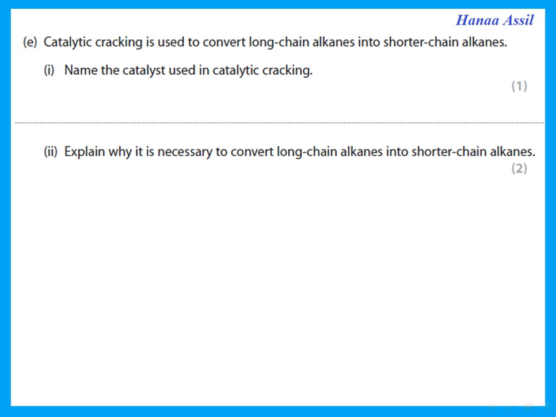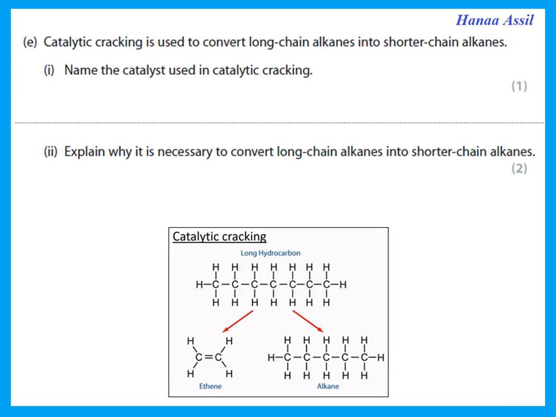Catalytic cracking is used to convert long chain alkanes into shorter chain alkanes. Name the catalyst used in catalytic cracking. You remember what is cracking? Cracking means I have a long chain and we break it up into 2. Now, what are the conditions for this? Aluminium oxide catalyst. What if he asks about the temperature? You should know that the temperature is 600 to 700 degrees Celsius.